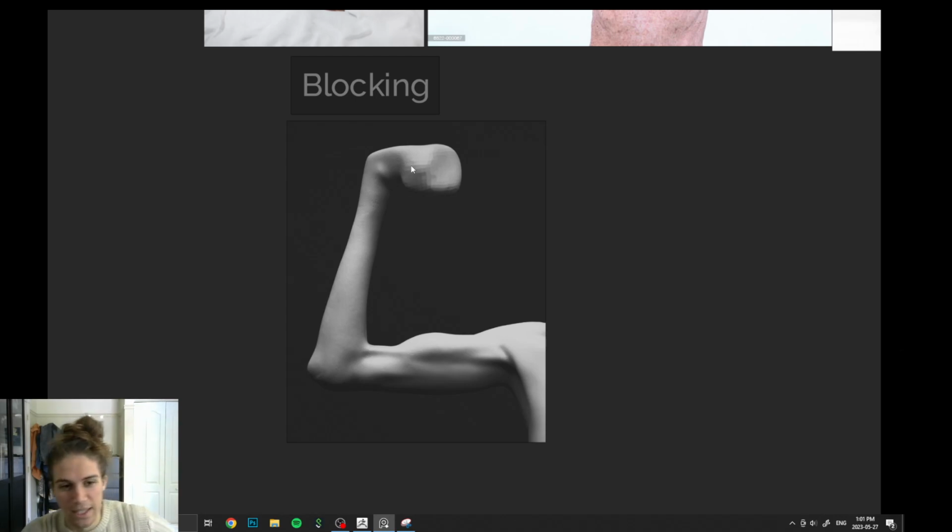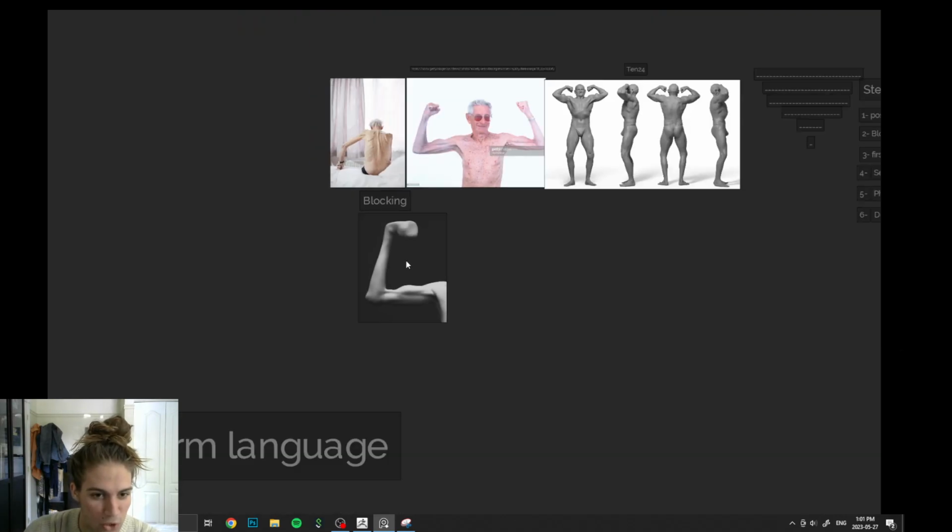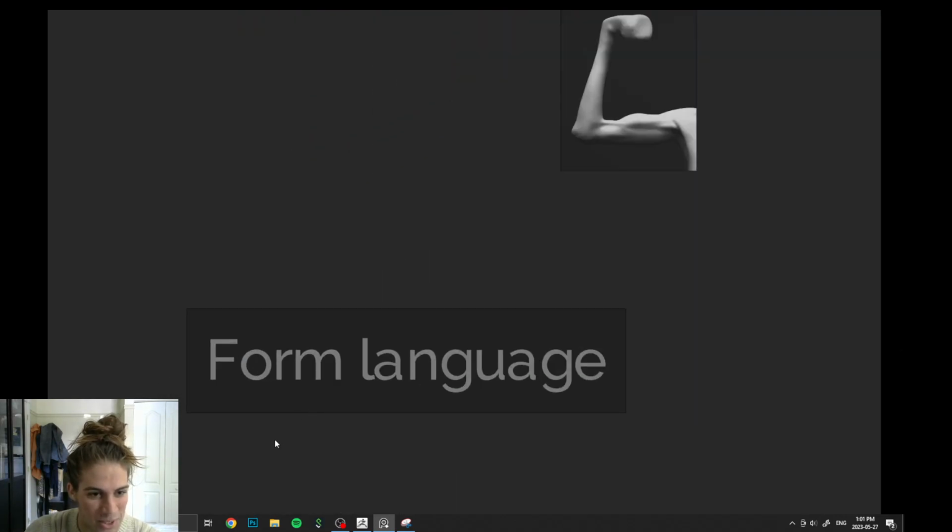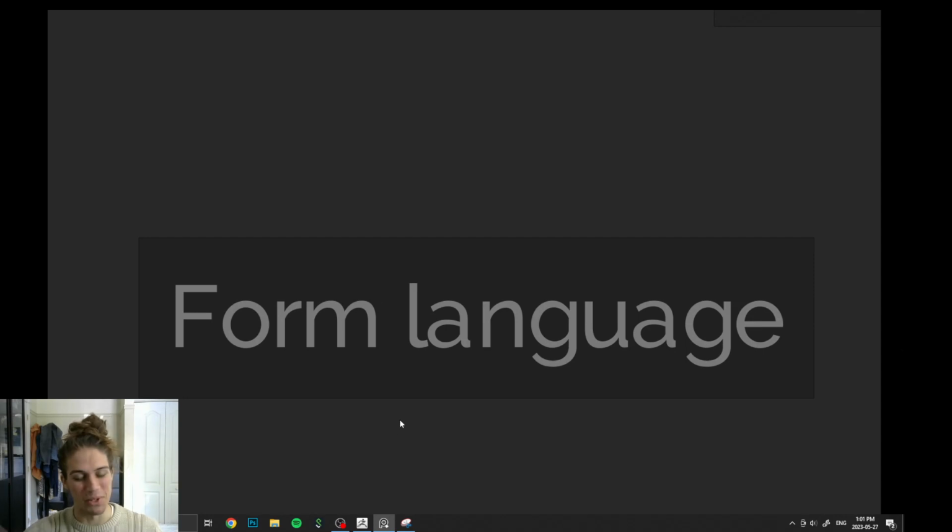So how we're gonna do this. First, I'm gonna introduce new concepts that are gonna be useful for us to create these next steps, and then we're gonna go back in ZBrush and modify this. So the first concept that I wanted to bring up was form language.